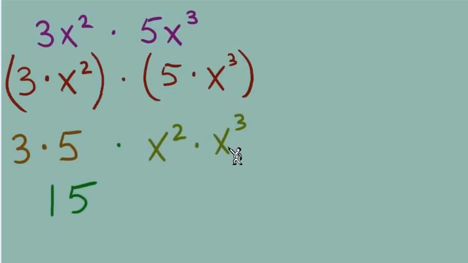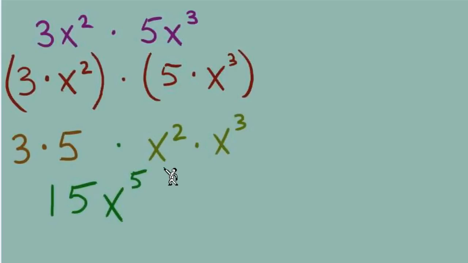Still, we're talking about everything all multiplied together. Multiplications here, multiplication there, and there. 3 times 5, 15. Let's use what we know about multiplying these exponential expressions that have the same base. 2 x's times 3 x's, we have a total of 5 of them. So this multiplication would give us 15x to the fifth.